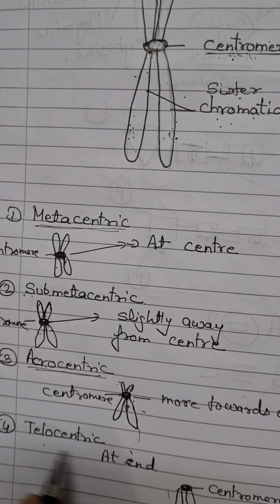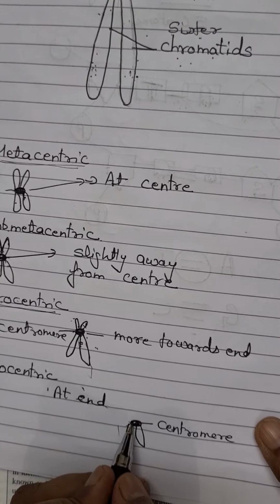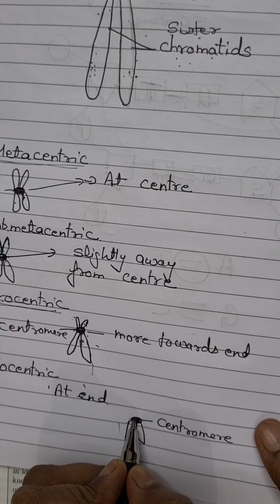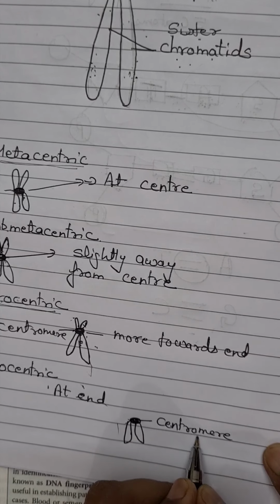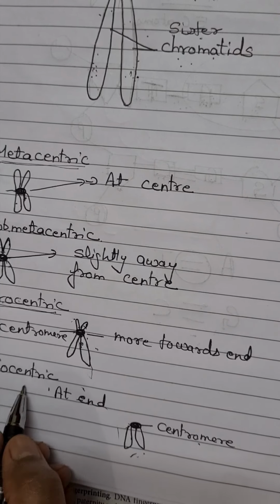And the last one is telocentric. Here the centromere is present at one end, and that is called telocentric.